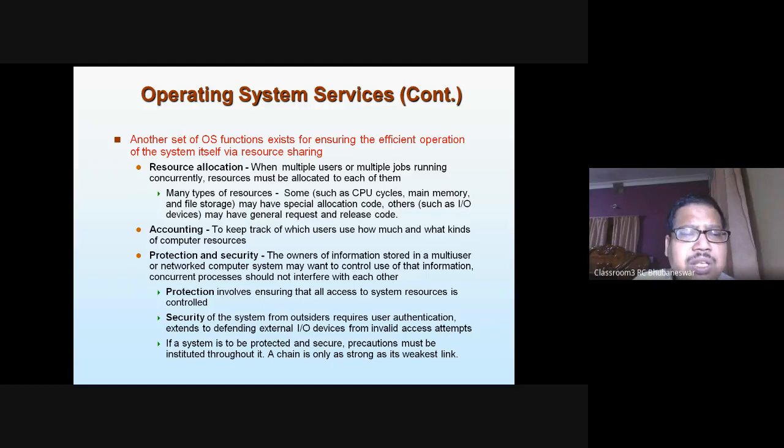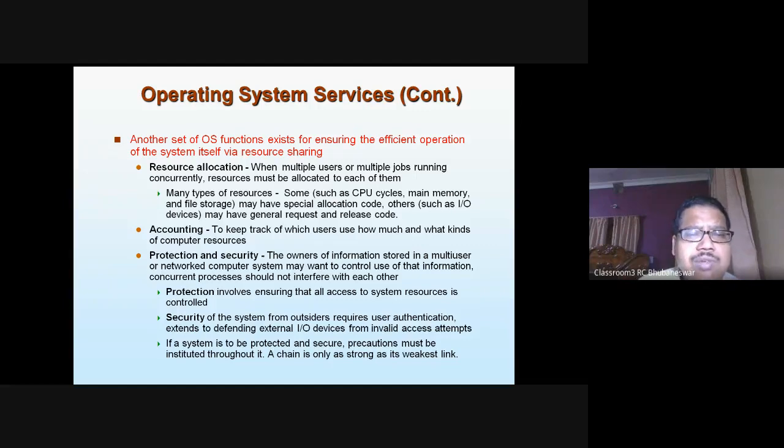Then coming to accounting: keep track of how many users you have and how many computer resources we have. So those accounting systems keep track of things. Resource allocation and accounting both work together. Accounting will keep track of the used and unused resources, and allocation will do the allocations.